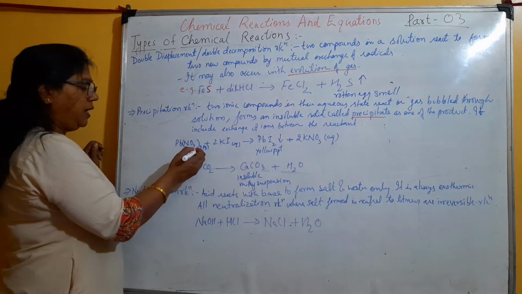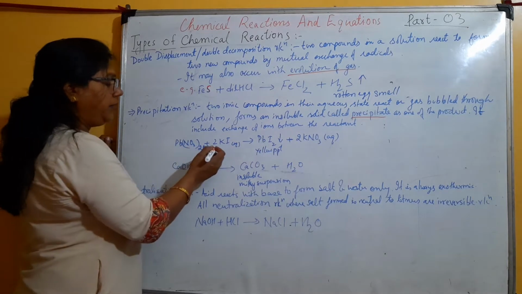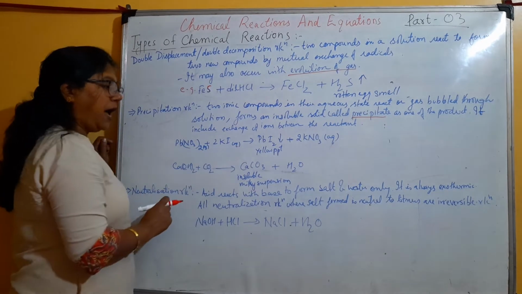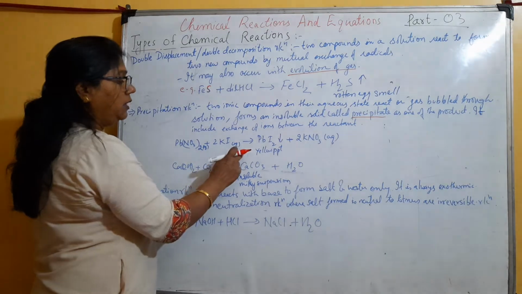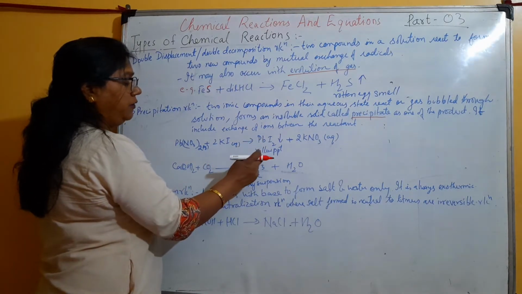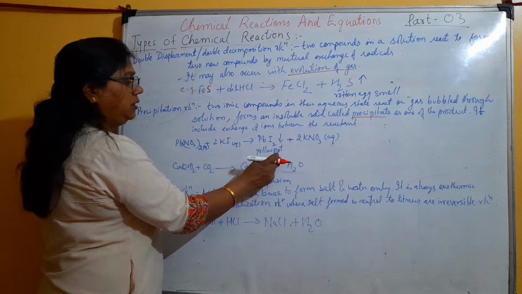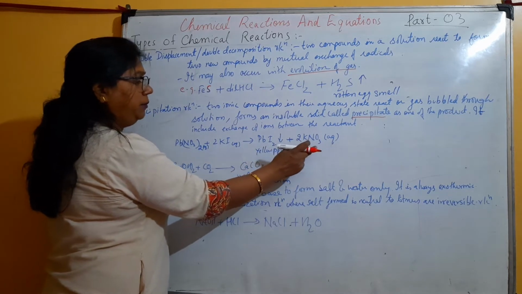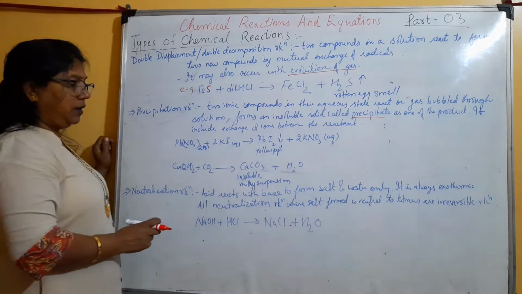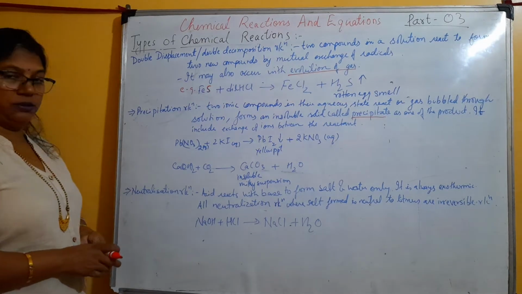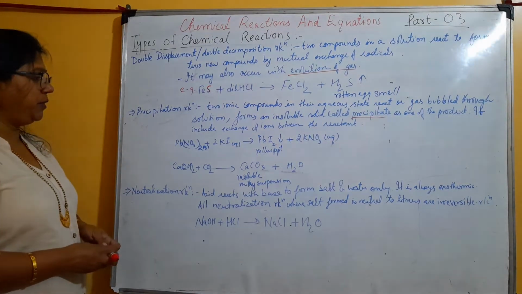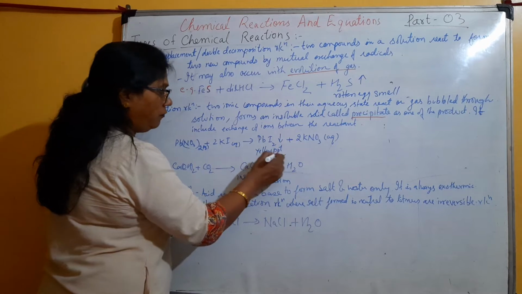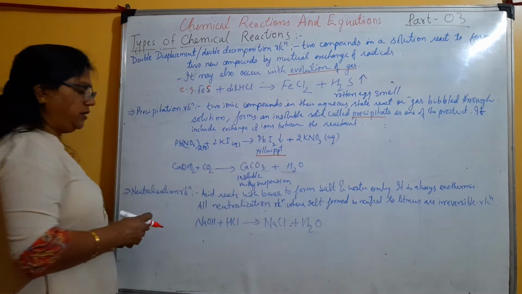Lead nitrate aqueous solution when treated with potassium iodide in aqueous medium forms lead iodide, which is a yellow precipitate, and potassium nitrate as aqueous solution. Now this is an example of precipitation reaction because of the formation of yellow precipitate.